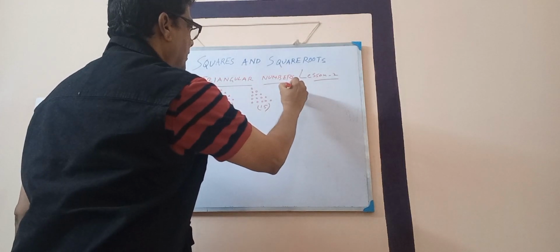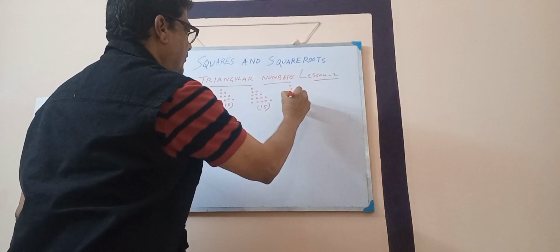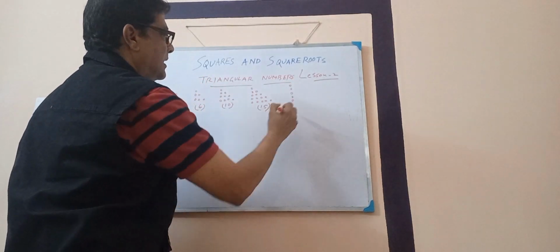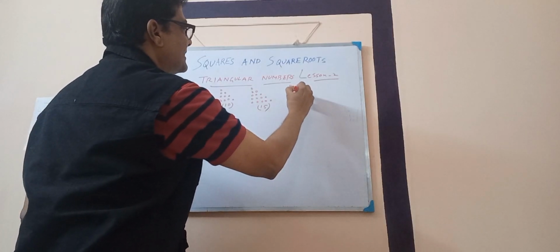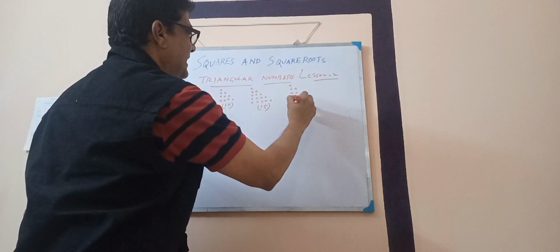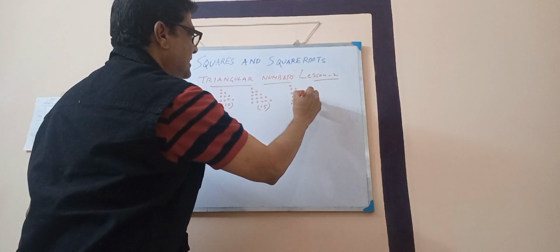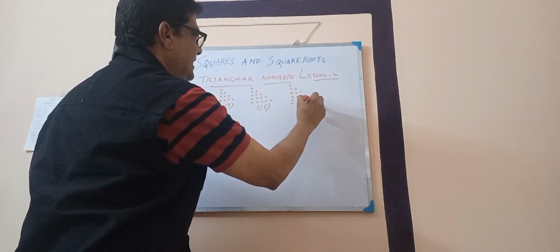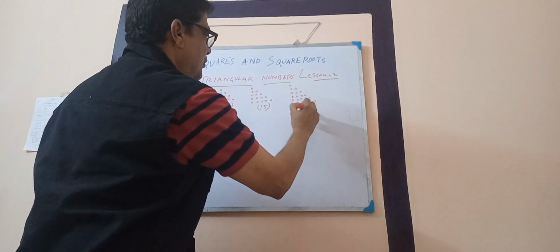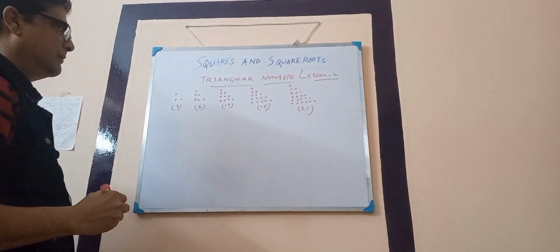Now if we go on 1, 2, 3, 4, 5, then 6, 7, 8, 9, 10, 11, 12, 13, 14, 15, 16, 17, 18, 19, 20, 21. So 21 is the next triangular number.